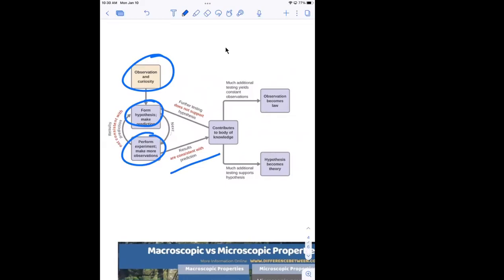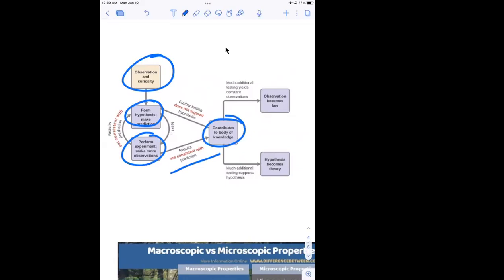Then it contributes to what's already known. That's how science works. If I have a hypothesis and I'm able to test it and prove that it is correct or functional, then I publish that and I tell everybody about it. I tell everybody how wonderful I am, and I contribute to the overall body of chemical knowledge or scientific knowledge.